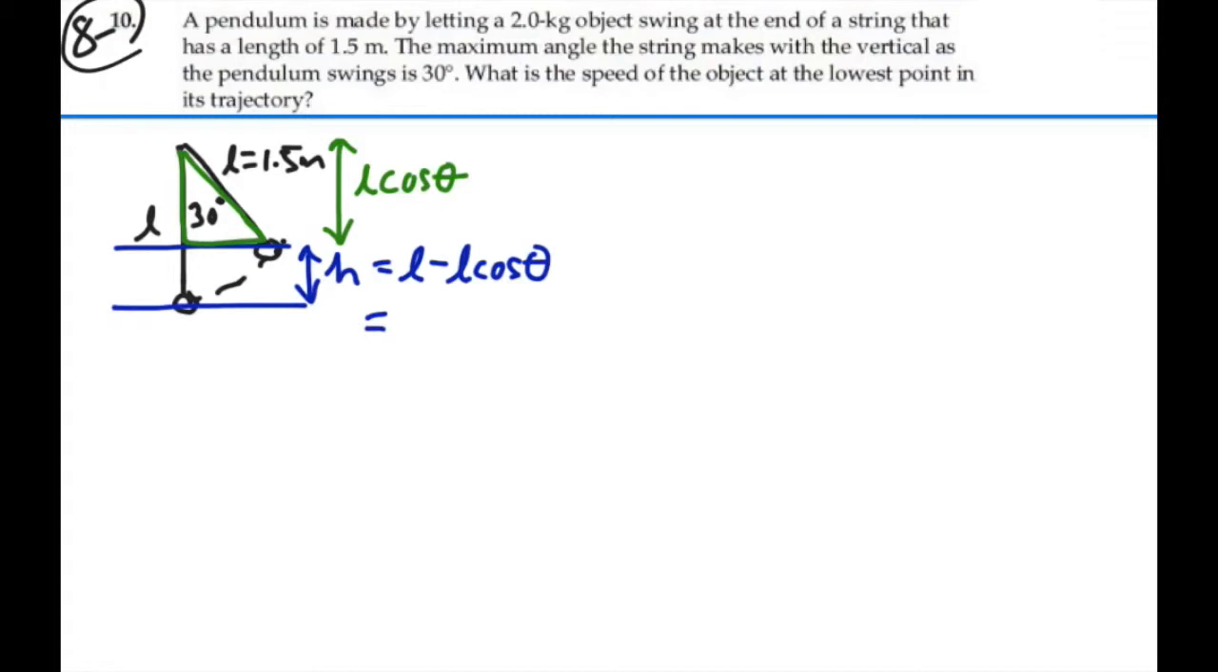So in this case, that's going to be equal to 1.5 meters minus 1.5 times the cosine of 30 degrees. And what is that? It's 0.201 meters.